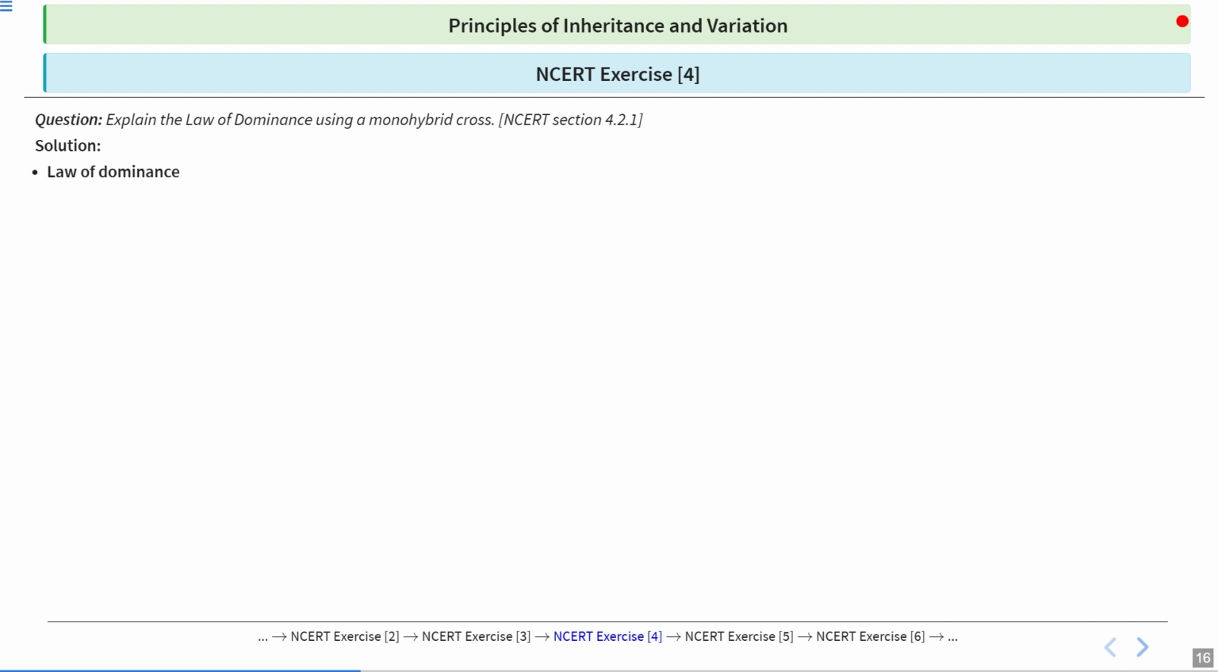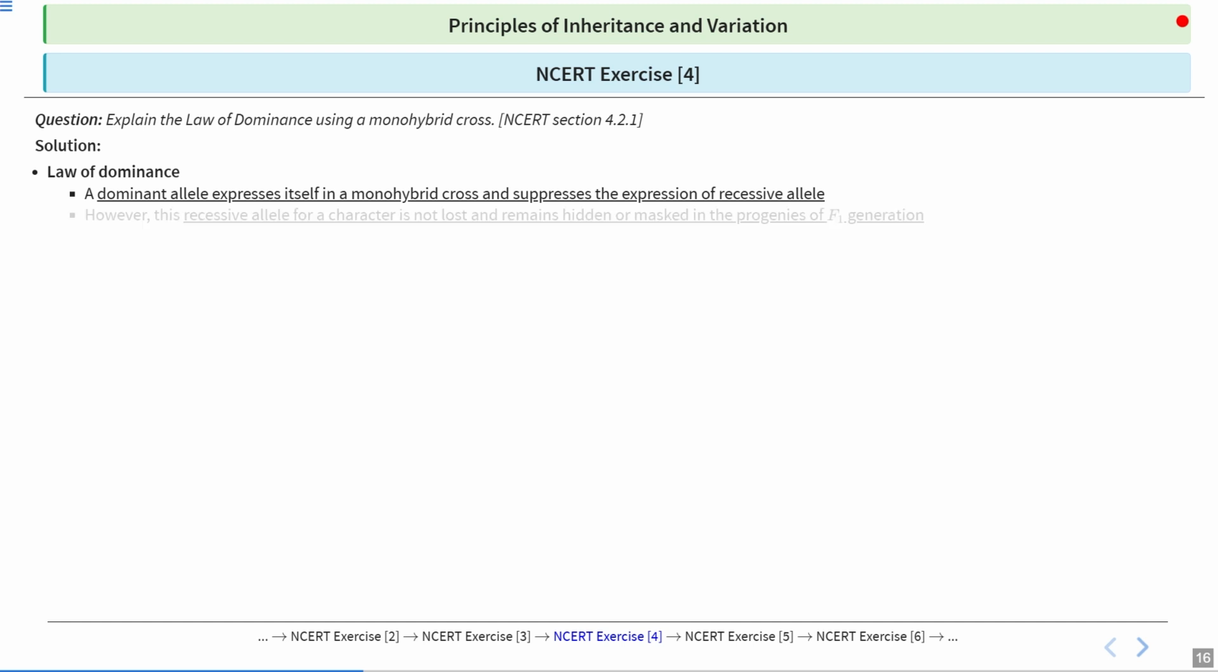The law of dominance. The law of dominance says that one of the alleles masks the expression of the other allele. So the dominant allele expresses itself in a monohybrid cross and suppresses the expression of the recessive allele. However, this recessive allele for a character is not lost and remains hidden or masked in the progenies of the F1 generation. So what happens in the F1 generation?